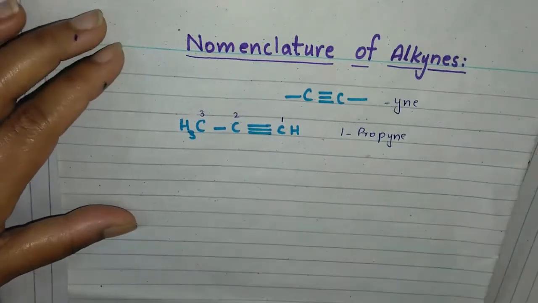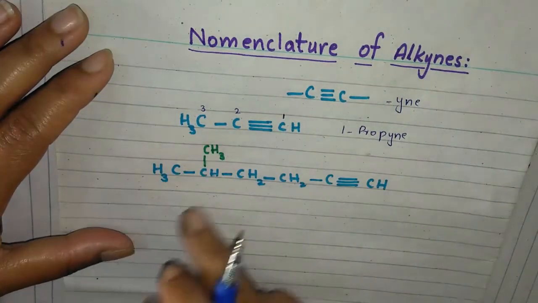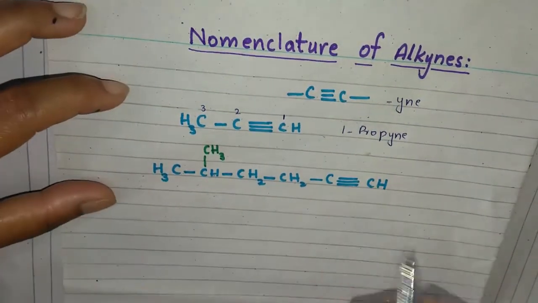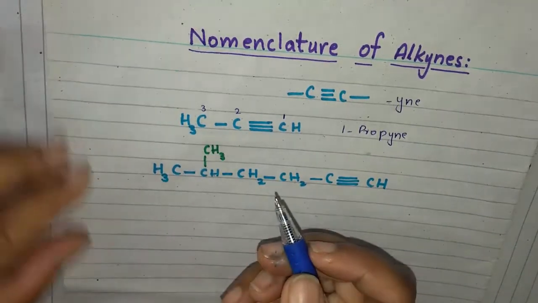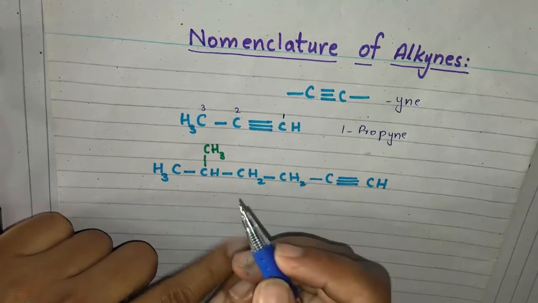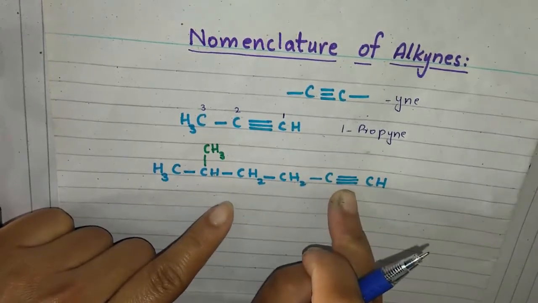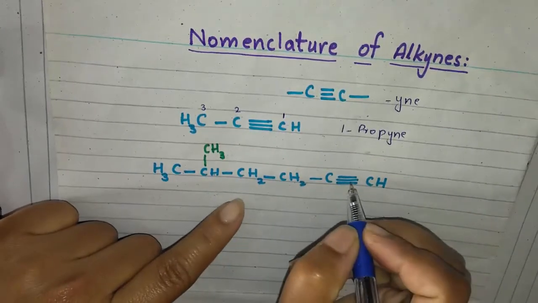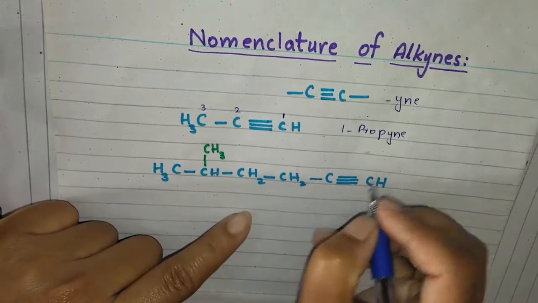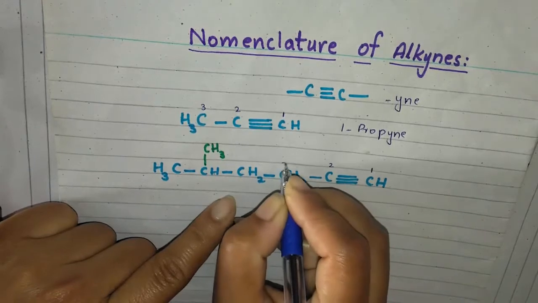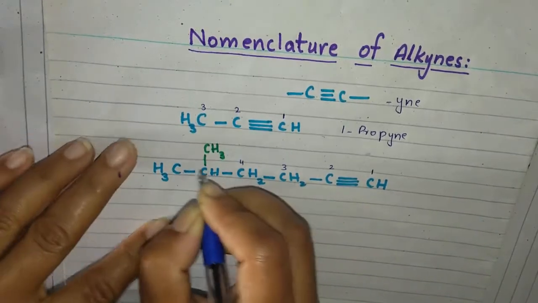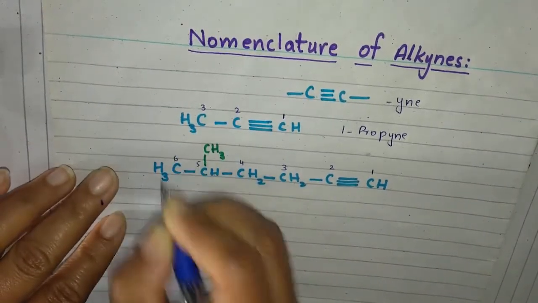Now if we consider the next example, look carefully at this example. It contains a triple bond and a substituent as well. So we have to select the longest chain which contains the triple bond and the substituent. Okay. Now we will start numbering from here because the triple bond will get the least number from here. 1, 2, 3, 4, 5 and 6.